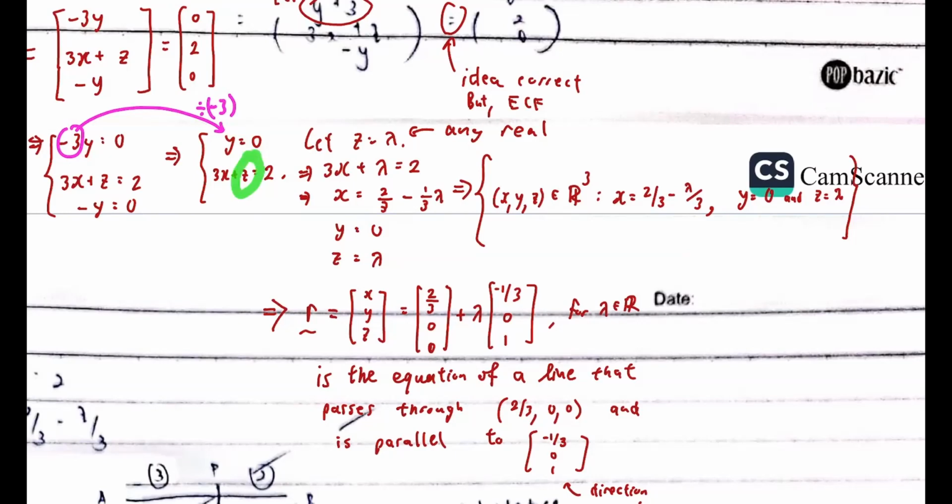He'll be left alone. Then you have to bring him back to the family and turn him into a lambda. Lambda will be any real number. He has the freedom to roam around because there is no third equation restricting it. So that's why it becomes a lambda. Anyways, after substituting with lambda, we get 3x plus lambda equal to 2. Solving for x, we get 2/3 minus 1/3 lambda. y is 0, z is lambda.